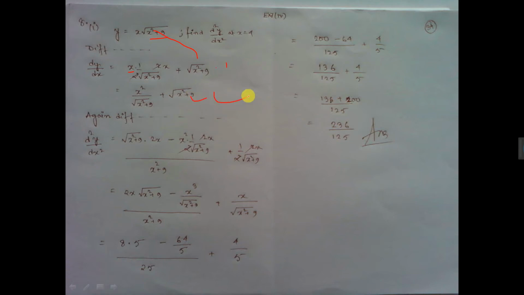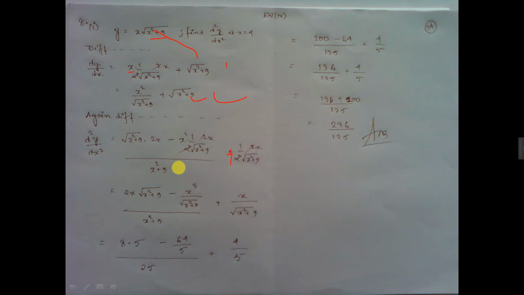Again differentiate, so here u by v formula, v square, v d/dx of u, x square differentiation means 2x, again x square into d/dx of this means this to the power half, so half into this to the power half minus 1, so it will come down as root. Again d/dx of x square is 2x, plus d/dx of this, so half into this to the power half minus 1, that is 1 by root over of this. Again d/dx of x square is 2x.